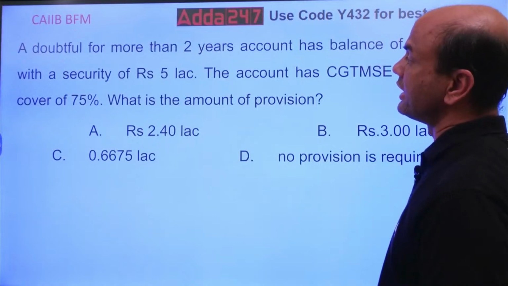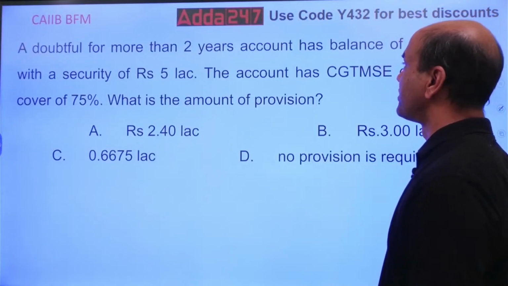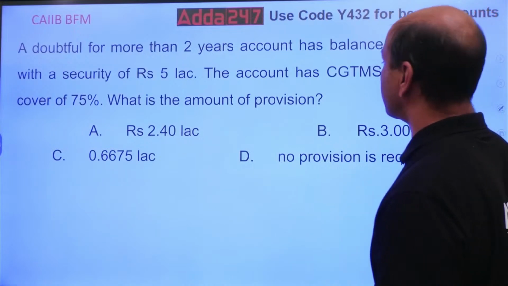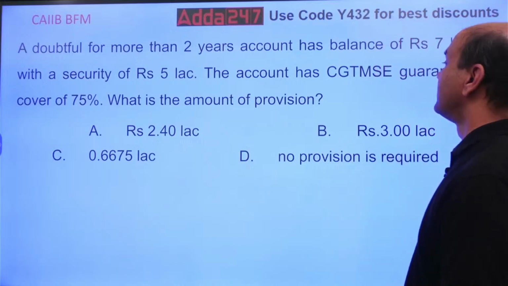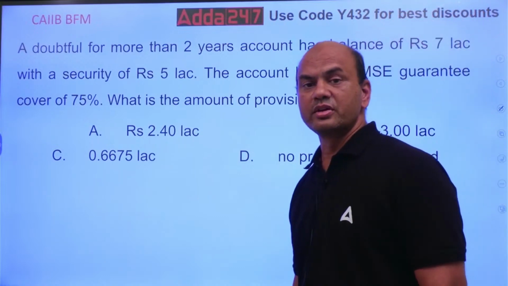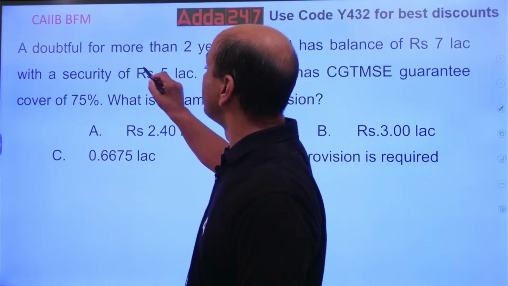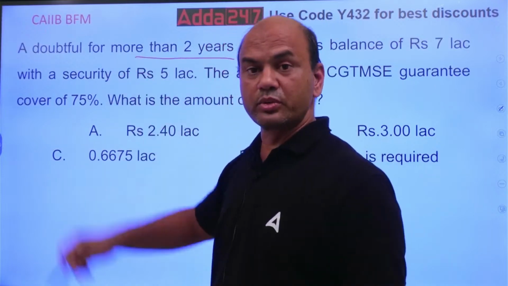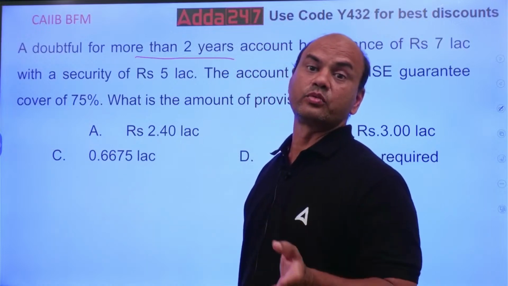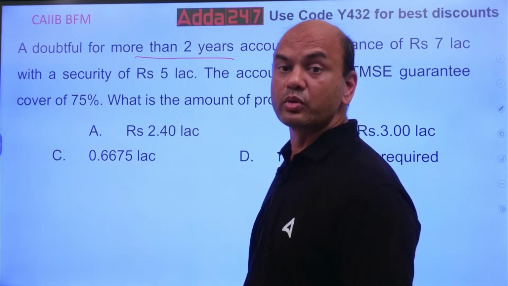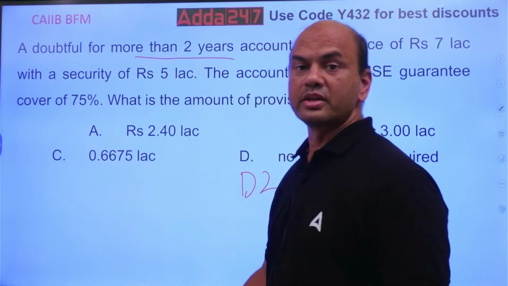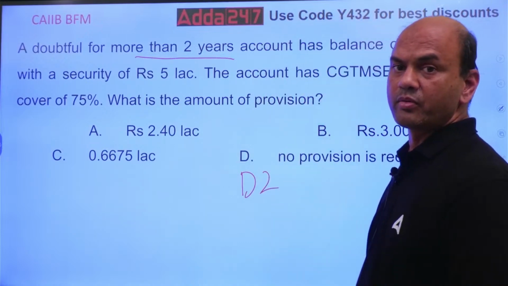A doubtful asset for more than 2 years has a balance of rupees 7 lakhs with a security of 5 lakhs. The account has a CGTMSE guarantee of 75%. What is the amount of provision? So a doubtful asset for more than 2 years. In which category is it? Doubtful 1 is for 1 year. Then doubtful 2 starts. So this will be in the doubtful 2 category, D2. What is the provision for D2?